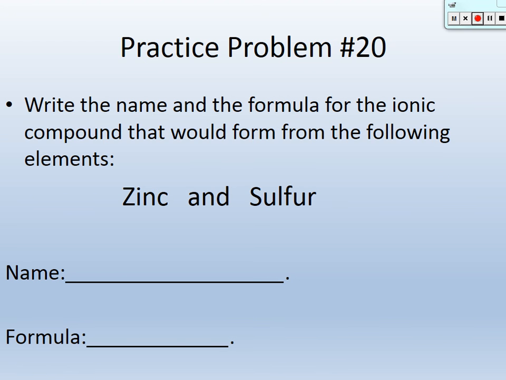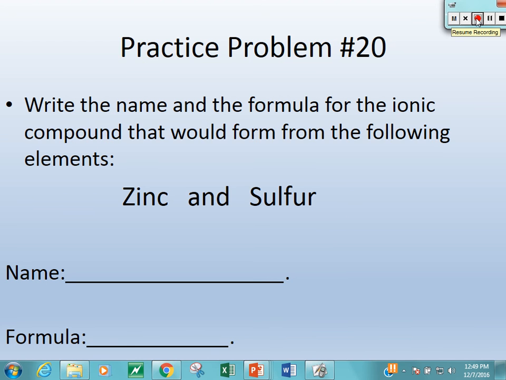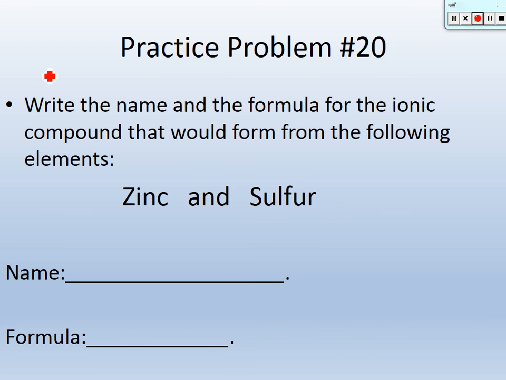Okay, I've got one last one. Practice problem number 20. Again, I want you to write the name and the formula of the compound that would form if you combine zinc and sulfur. All right, so the name. Do we change zinc at all, guys? Nope. We don't change the name of the metal at all. Sulfur is a non-metal, so we're going to change it to what? So it will be called zinc sulfide.